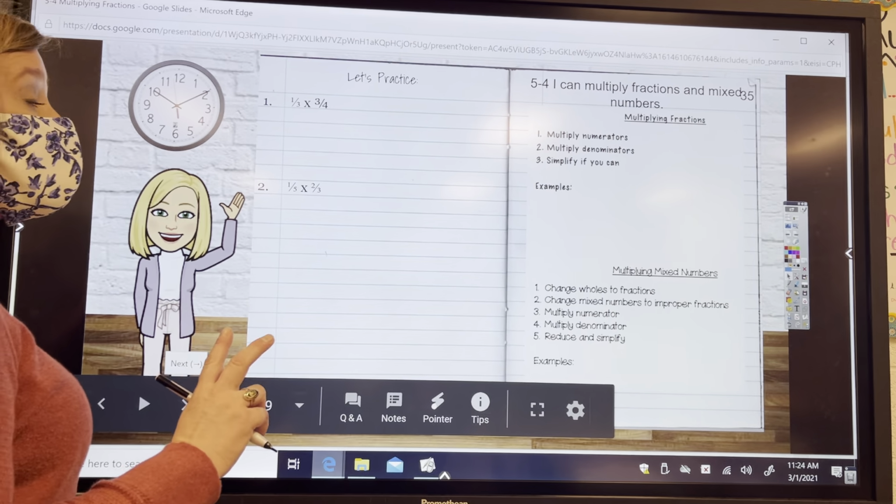Number 2, I want you to write this one. 1/5 times 2/3. Top times top, bottom times bottom. Because we don't have any mixed numbers, we don't have any whole numbers. I want you to do this one by yourself. See, look how fast you are. I forgot to simplify. Can you? Nope.